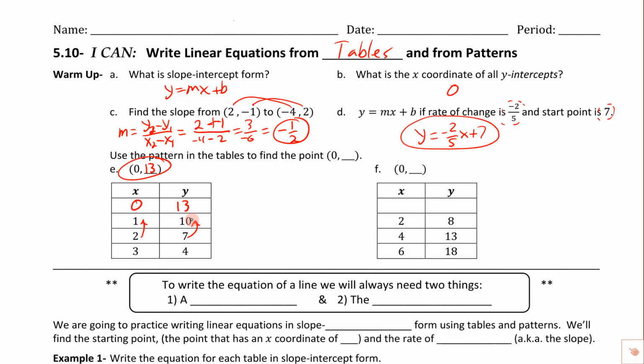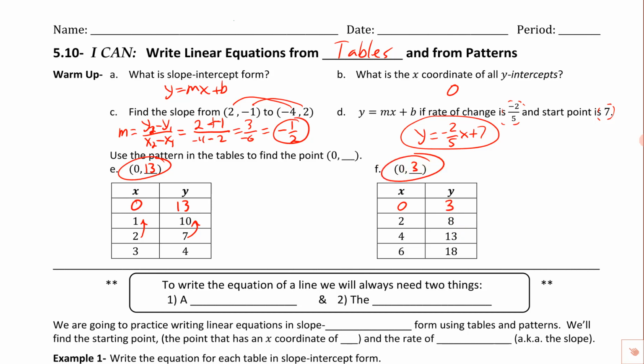Then let's take a look at this one. Notice we've got 2, 4, 6. If we're counting up by 2, going the other way we'd have to count down by 2, so this would be 0. And then here we're going 8, 13, 18. Going from here to here, we're counting by 5 each time, so going the other way, we'd count down by 5. So 18 minus 5 is 13, 13 minus 5 is 8, and 8 minus 5 is 3. So 0, 3 would be the point that we're after.